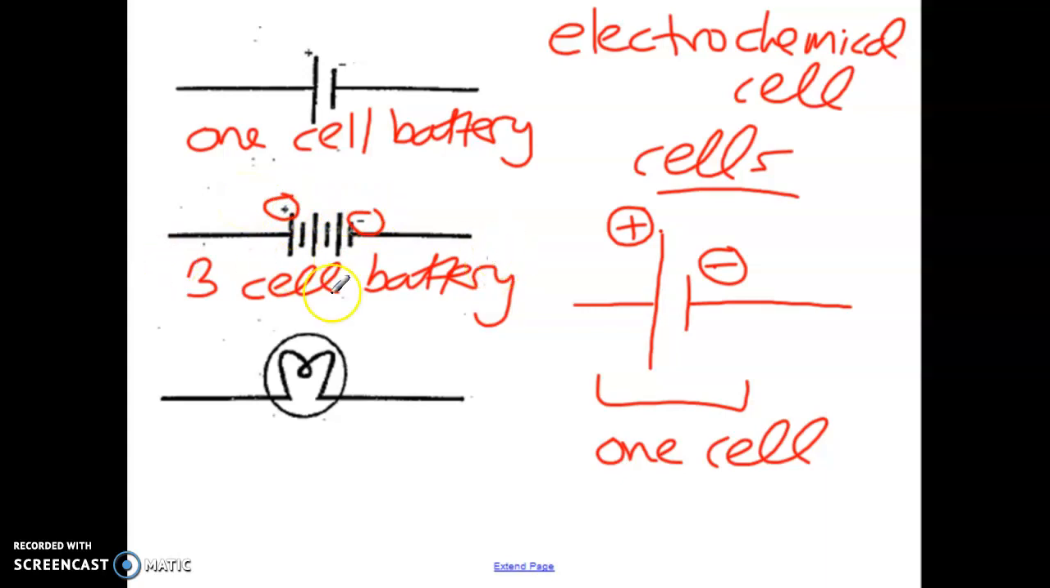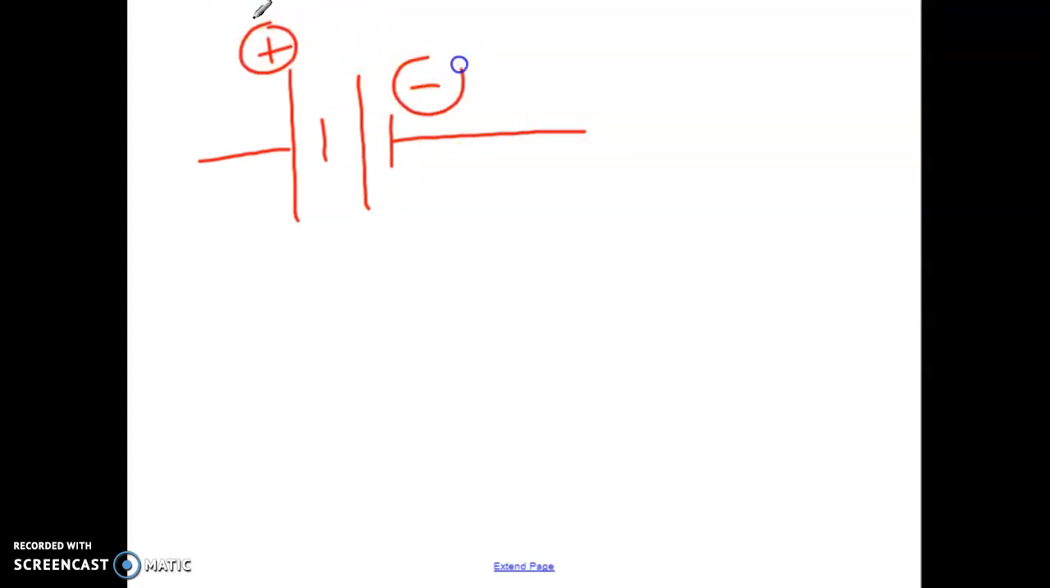Okay, so cells can come in a whole bunch of different numbers. You can have a 2-cell battery. You can have a 4-cell battery. Every cell is a big and small line set. So let's say I had to draw a 2-cell battery, right? Here's one cell, and here's the second cell. So this would be a 2-cell battery.